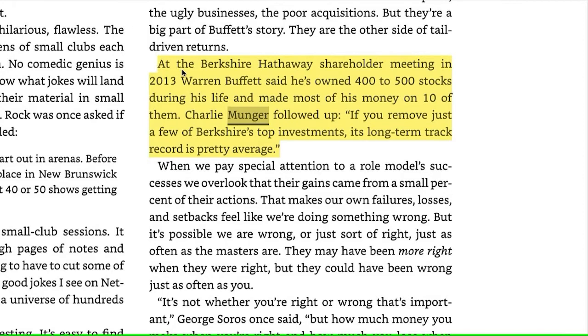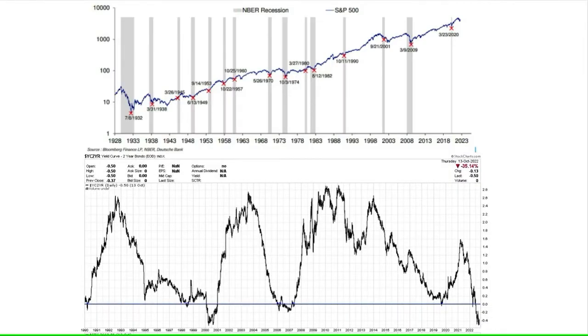It said, at the Berkshire Hathaway shareholder meeting in 2013, Warren Buffett said he owned 400 to 500 stocks during his life and made most of his money on 10 of them. Charlie Munger, his partner, followed up by saying, if you remove just a few of Berkshire's top investments, its long-term track record is pretty average. So, in other words, Buffett had to be patient. He would make investment decisions on 400 to 500 stocks only to find approximately 10 ideas. But that made him great.